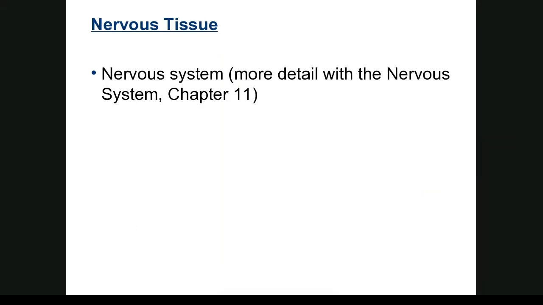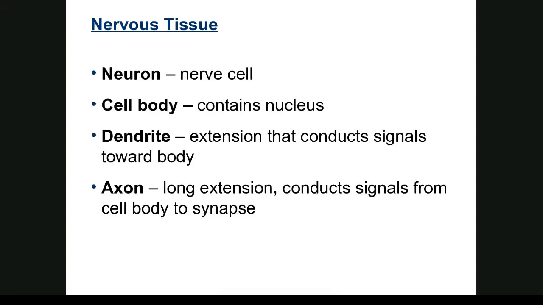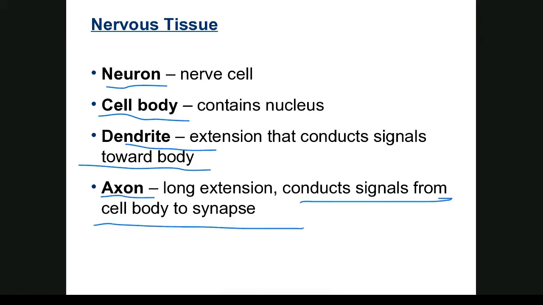Okay, the nervous tissue, and this is the understatement of the century. We'll discuss it more in chapters 11, 12, 13, 14, and 15. But the basic cell, the active cell of the nervous tissue, is a neuron. Dendrites conduct signals toward the body. Axons are long extensions, and they conduct signals away from the body out to a synapse or to an effector, which is actually a cell that does something, like a muscle.